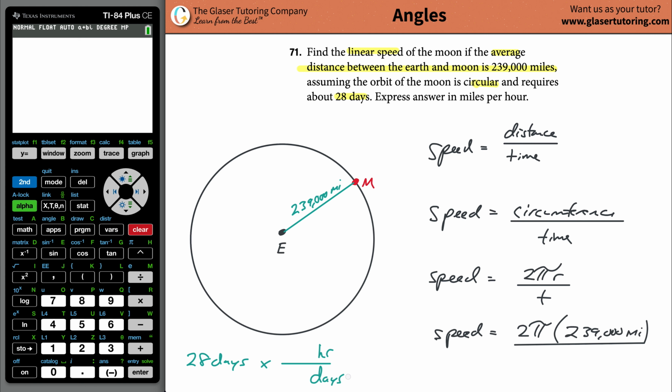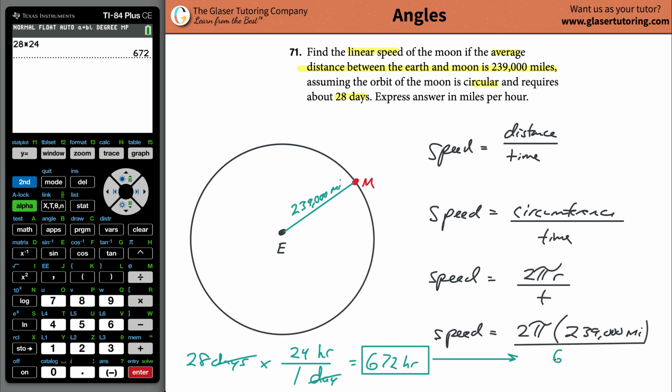Do you know how many hours there are in a day? Right, 24. So the days cancel, you're left with hours, and this is exactly how the conversion is done. That should make sense. If there are 24 hours in a day, and you're talking about 28 days worth of hours, you'd multiply the two numbers. So take out your calculator and type in 28 times 24. That gets you 672 hours.